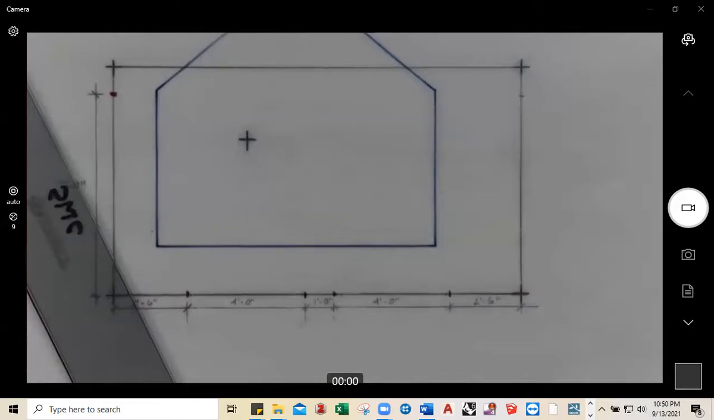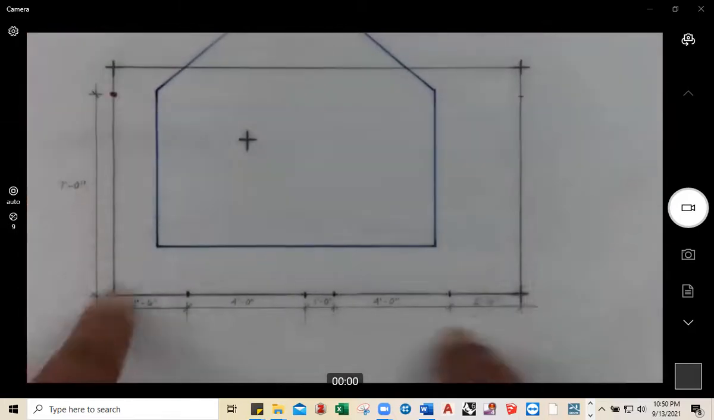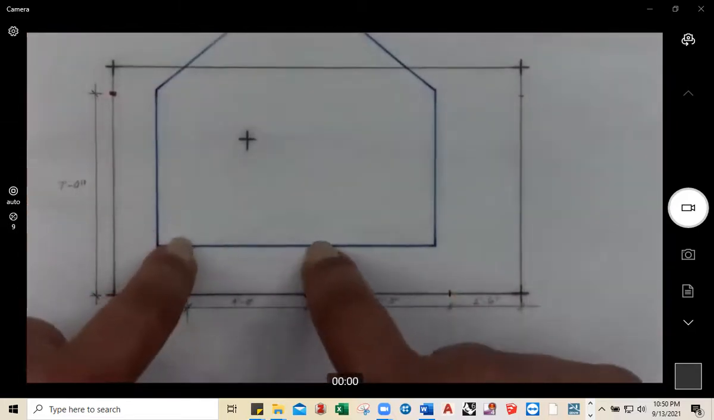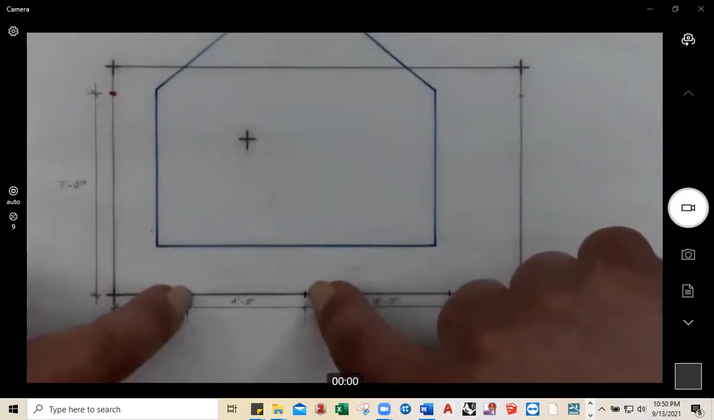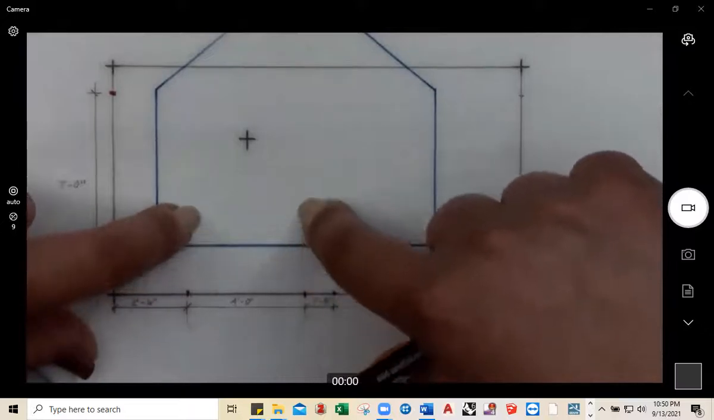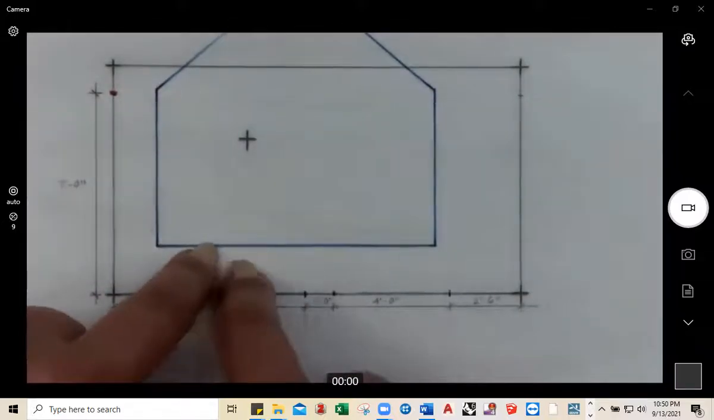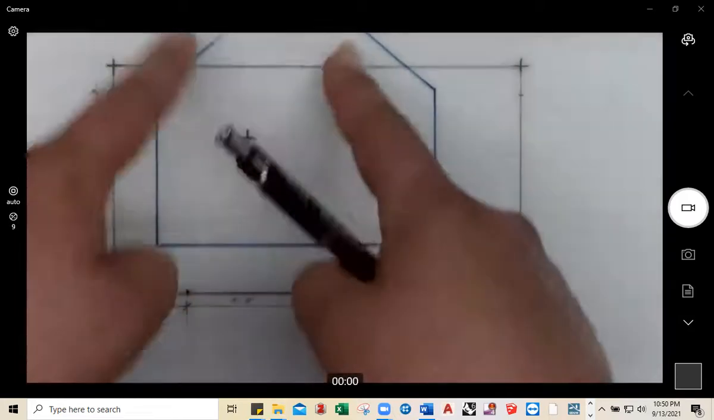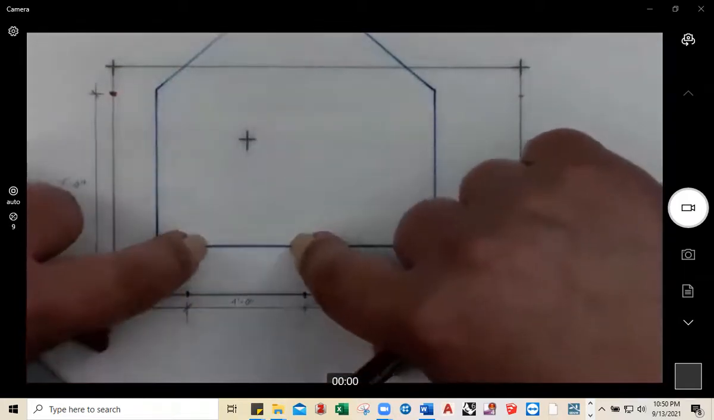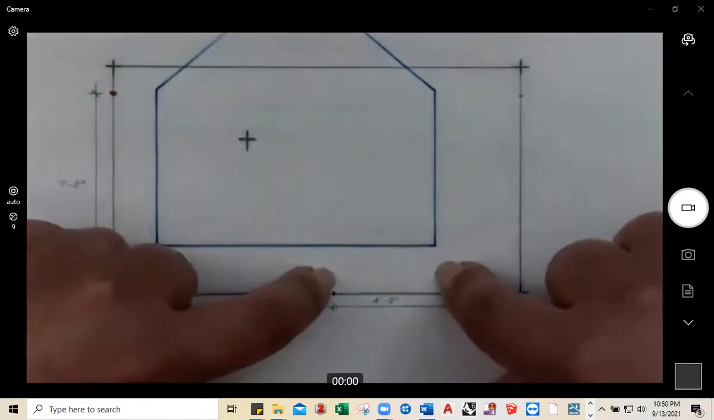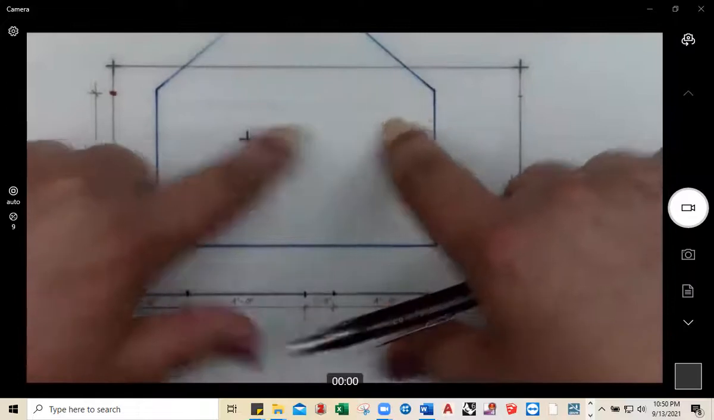Once you've done that, once you get to that point, then where those lines intersect your back wall, that's where you're going to go up vertically. Again, where these lines that went straight to your center of vision hit the back wall, you're going to go up vertically. And here, where it hits, you're going to go up vertically.